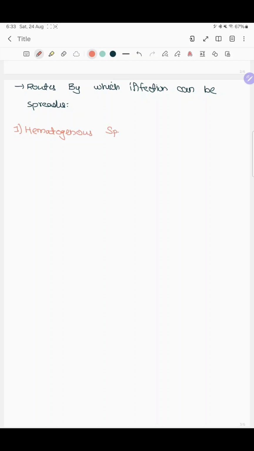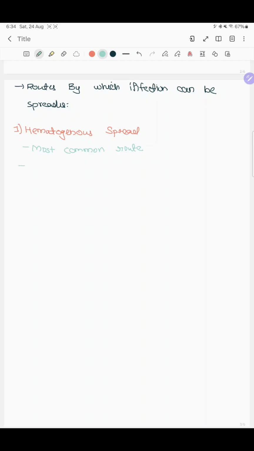Okay, so what are the different routes by which infection can be spread? This includes the hematogenous spread. Okay, this is the most common route of infection.